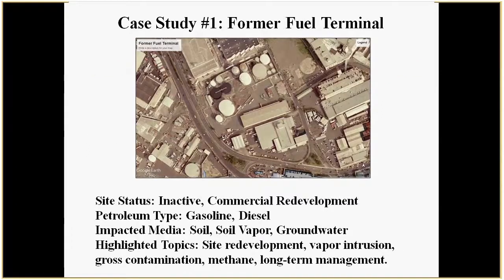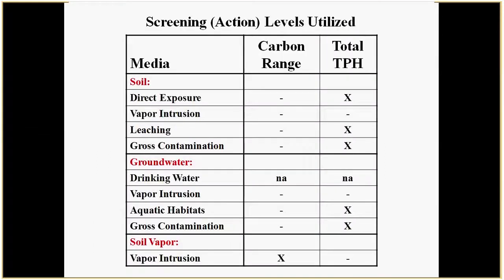In the former fuel tank terminal, it was mostly gasoline where the tanks were, diesel fuel along the roadway here. And the site was going to be redeveloped for commercial use. In this case, it was actually a Lowe's store. Heavy contamination of gasoline under the tanks, heavy contamination of diesel along the roadway where these fuel pipelines were. In this case, we talked about using just bulk TPH data to initially investigate contaminated soil and contaminated groundwater and make calls on remediation that needed to be done there.